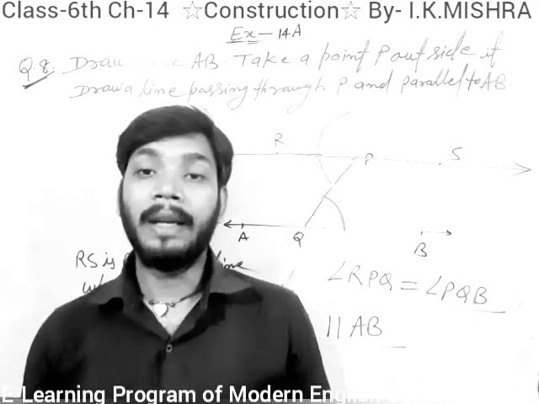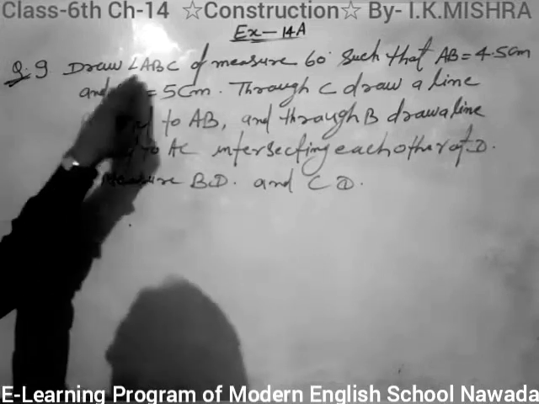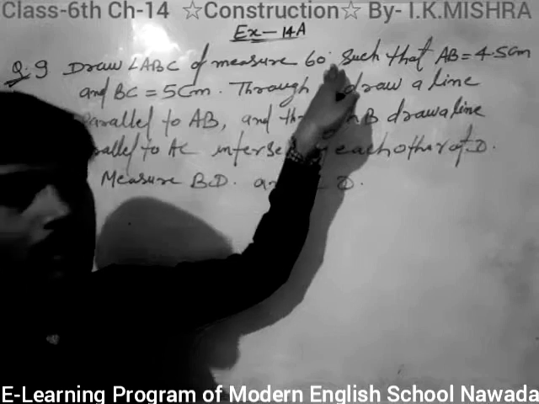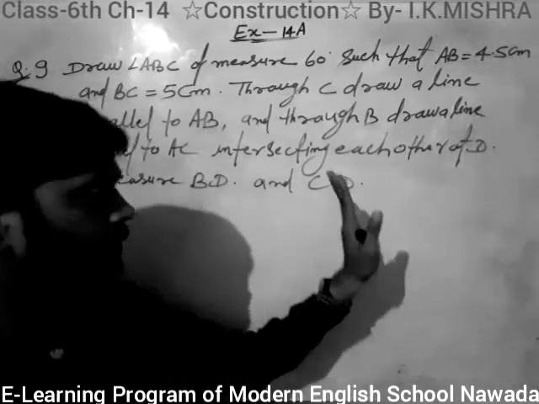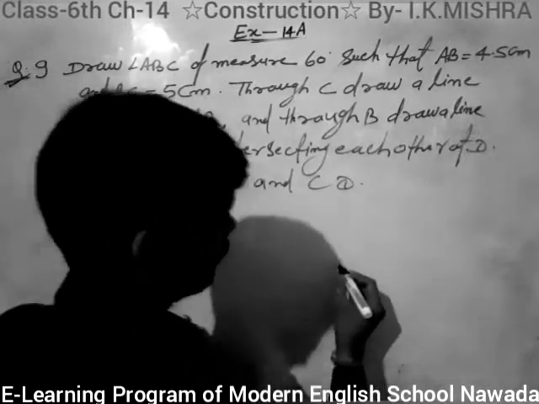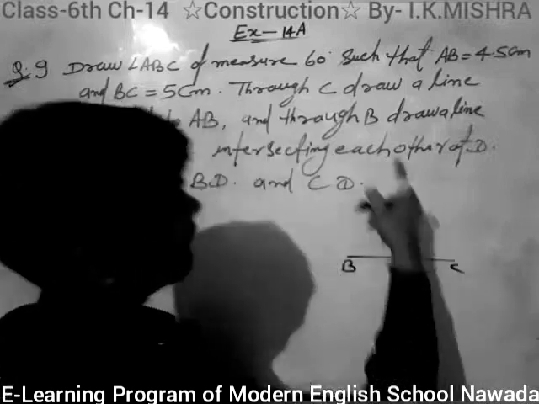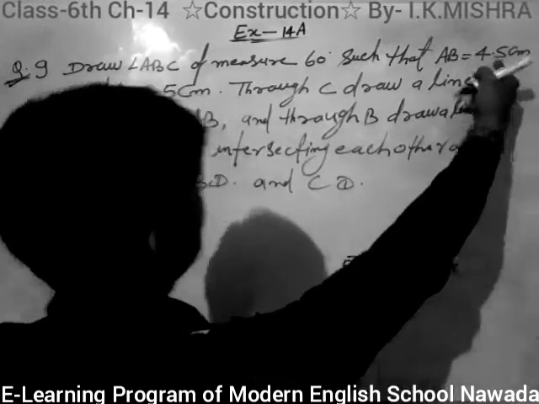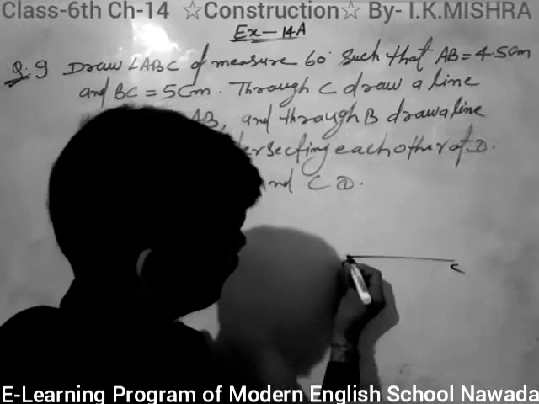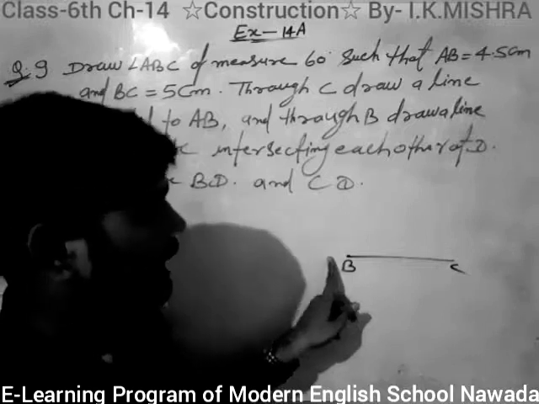Now proceed, students, to the next question. Question number 9 is written. Draw an angle ABC of measure 60 degrees. First of all, draw an angle ABC of measurement 60 degrees. So first of all, draw a line segment BC. Here it is given that AB is equal to 4.5 centimeters and BC is equal to 5 centimeters. You have to construct at point B an angle of 60 degrees.